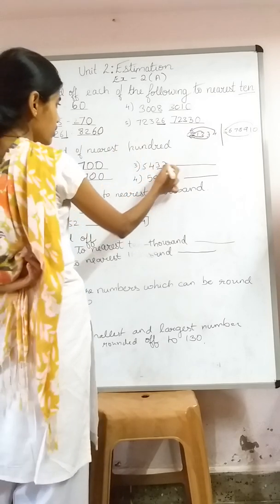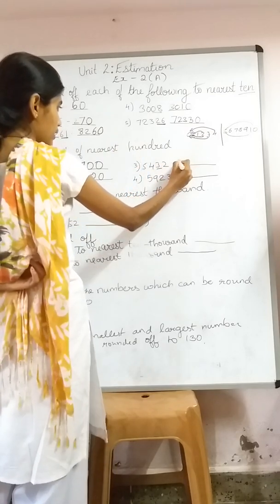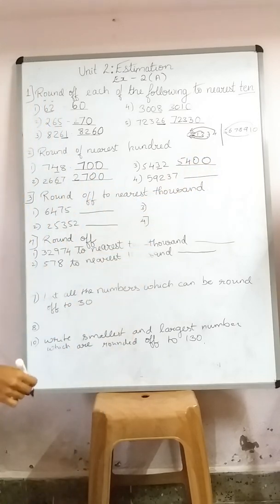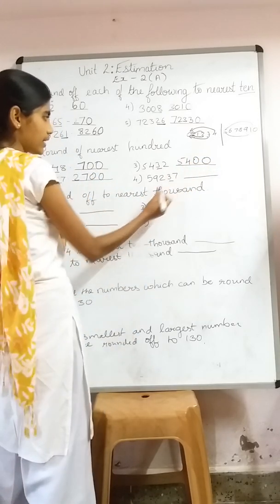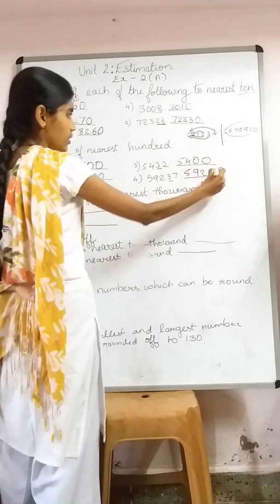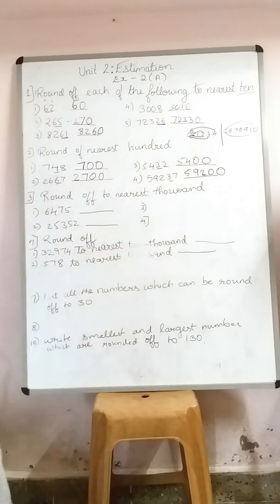Now here, what do you do? It is less. What should you do? If it is less, then you write the zeros. So now here again 3. Now what should you do? Okay, this is your answer. So please check your answer.